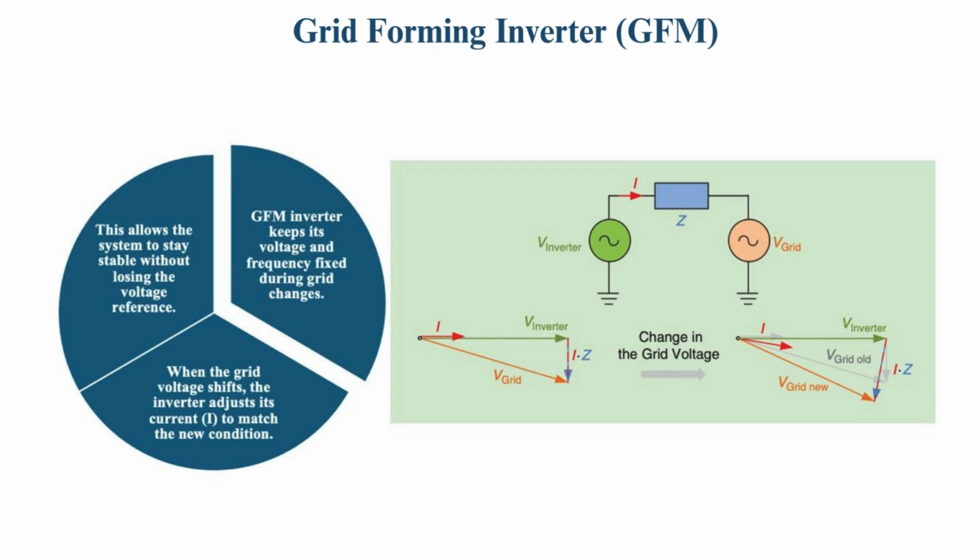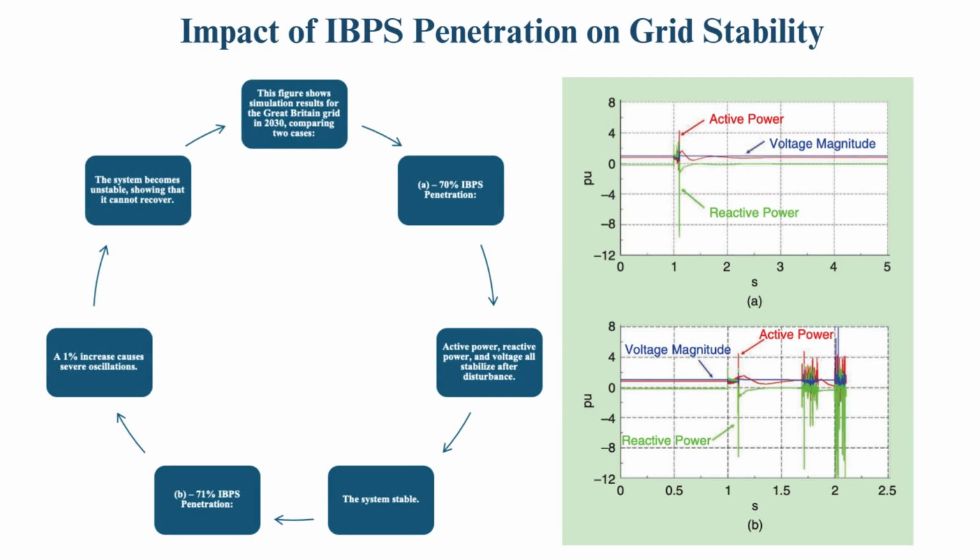GFM keeps voltage and frequency stable. When the grid shifts, it adjusts current, I, to maintain system stability. At 70% IBPS penetration, the system remains stable after disturbances. However, increasing penetration to 71% causes severe oscillations, and the system becomes unstable and unable to recover. Just 1% difference leads to a major change in stability.